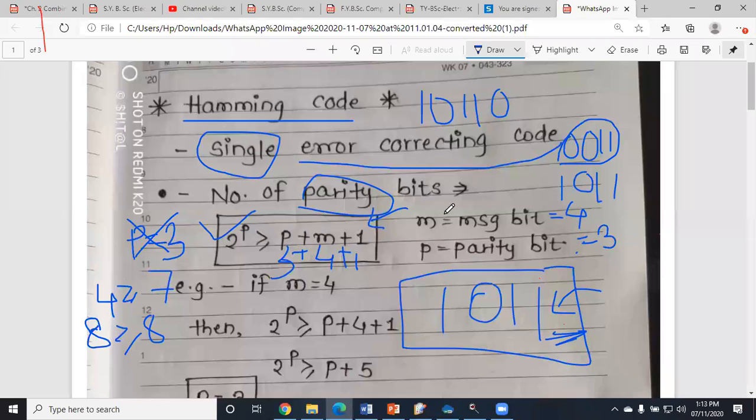4 + 3. 4 message bits because we have data 1011. This data is already given to you, 1011. It is 4 bit data, so that you will consider message bits equal to 4. Now parity bits, you calculate how many number of parity bits we are going to add by using this formula. Parity bits we achieved is equal to 3. Everyone is clear till this? Just tell me.